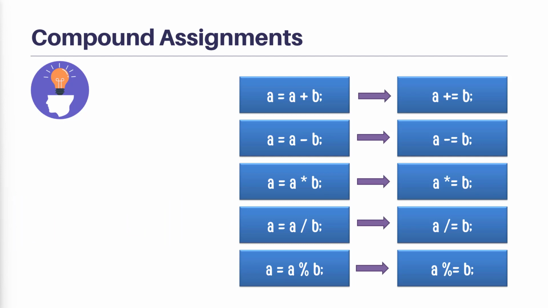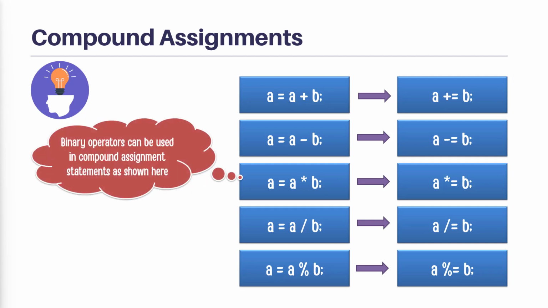Both these statements, the regular assignment statement and the compound assignment statement, are equivalent. There is only one difference between them. The left operand is used twice in the regular assignment statement, so the left operand is also evaluated twice.